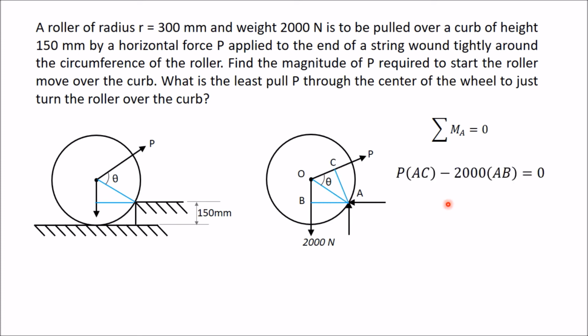So equation is P into AC, which is clockwise moment, positive, and this 2000 Newton is anti-clockwise about point A. So this is minus 2000, distance is AB. So AB we have already calculated, 260 mm. Now AC can be determined.